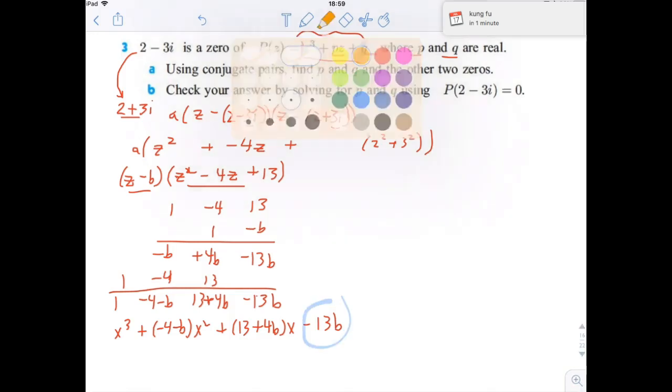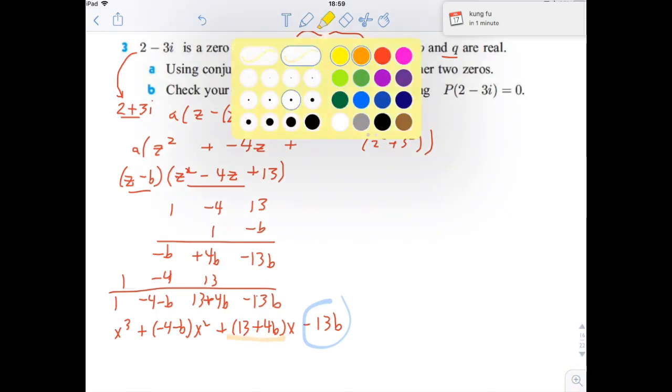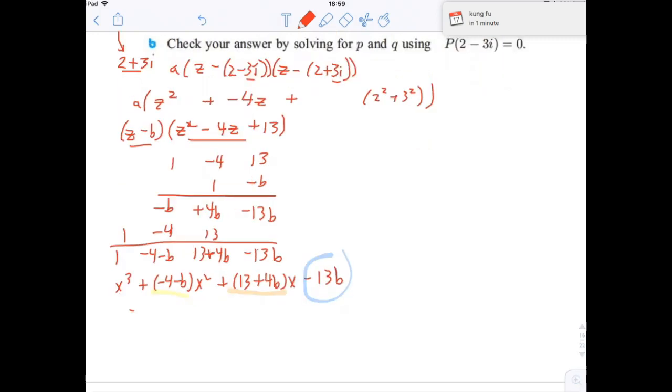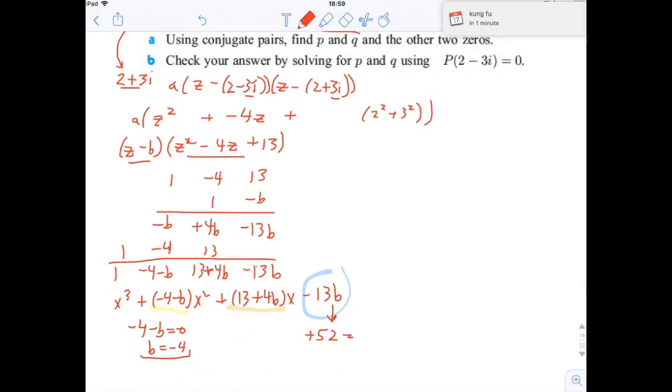And let's see, p is equal to 13 plus 4b, and negative 4 minus b is equal to 0, because there is no x squared term there, right? So that's going to be the key of solving this easily. Negative 4 minus b is equal to 0, so that means b is equal to negative 4. So we've already solved for b, and so that means that in the blue coefficient, I can substitute negative 4 in there, and so I know that the b coefficient is actually positive 52, which means that q is positive 52.